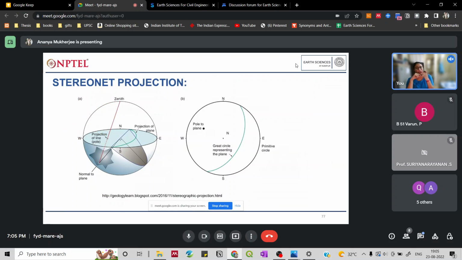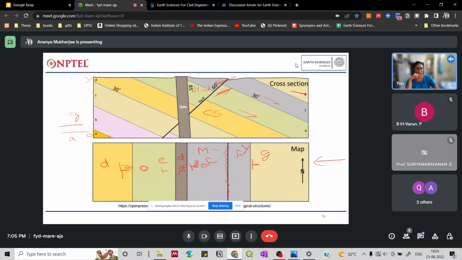Now we come to stereo net projections. Stereo net projections are required to understand how you need to represent these fault planes, fold axes, and fold axial planes. You need a 2D representation of these 3D structures. It is not always easy to find such a cross section with nicely layered beds everywhere. In reality it's very difficult.